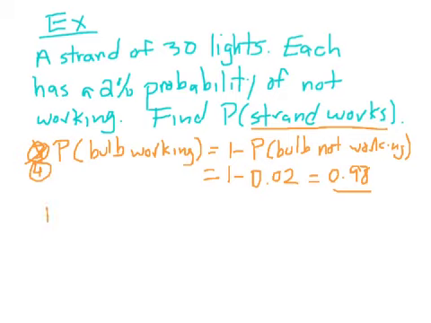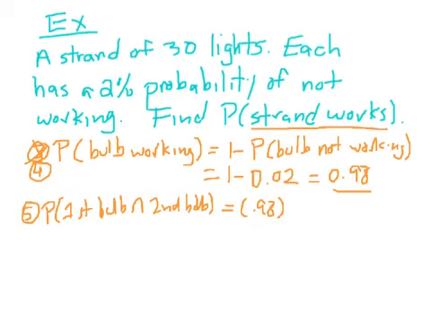Okay. Now think about this. What's the probability of the first bulb working and the second bulb working? Well, aren't those bulbs independent? So I can use the fifth rule, the multiplication rule. That's going to be 0.98 times 0.98. Okay, whatever that number is.